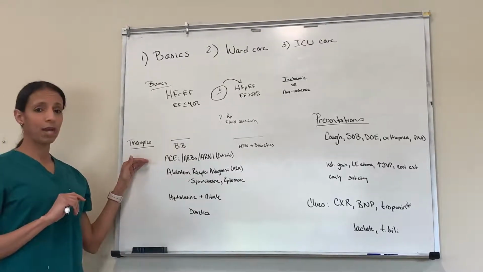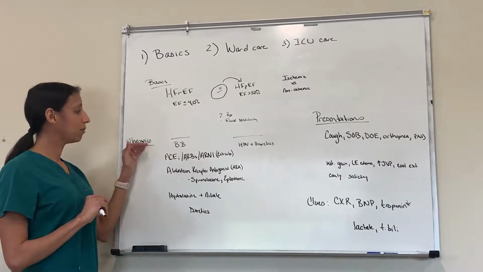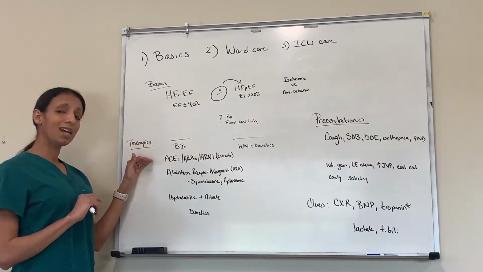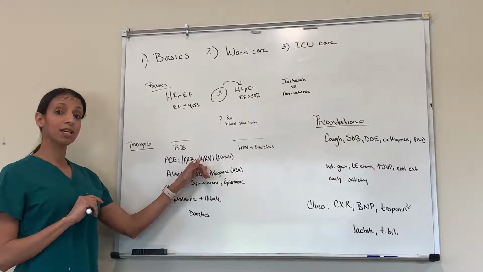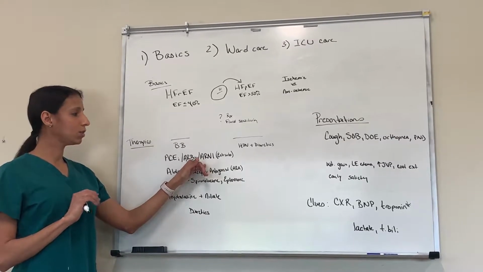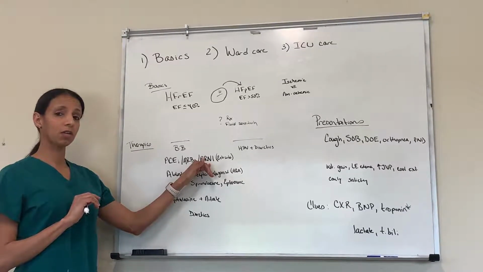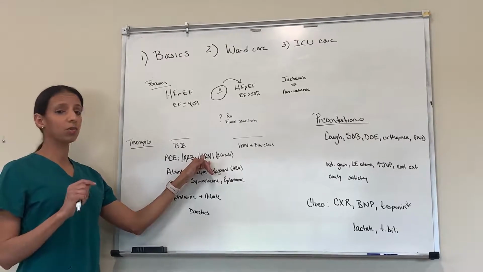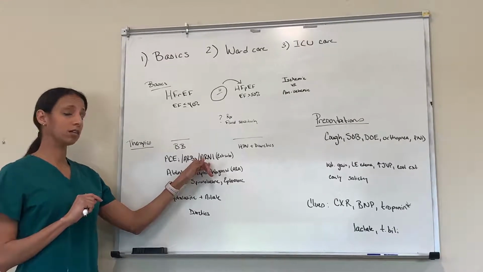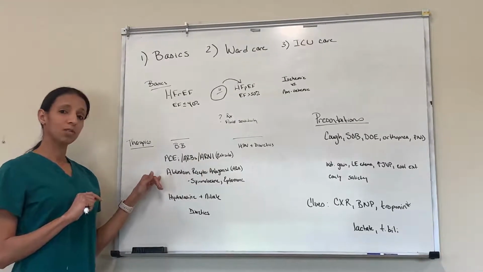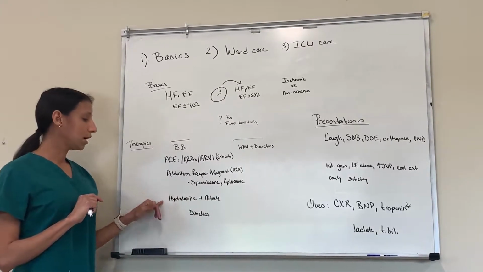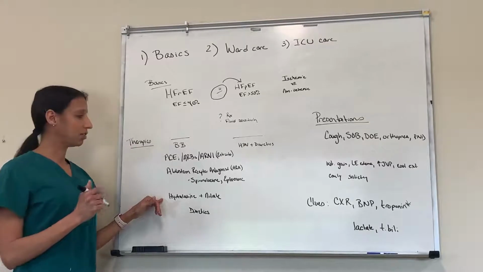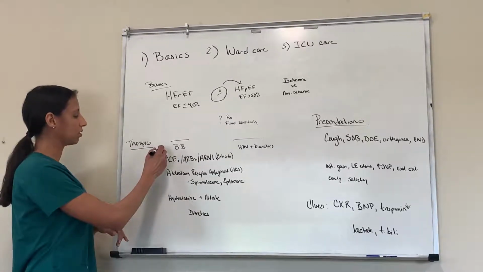For HFrEF patients, you can expect they're going to be on beta blockers, either an ACE inhibitor, an ARB, or a neprilysin inhibitor, which is relatively new to the market. There's only one, called Entresto. It's a combination of sacubitril, which is the neprilysin inhibitor, and valsartan. Then an aldosterone receptor antagonist, either spironolactone or eplerenone, and then hydralazine plus or minus a nitrate, or I should say a short-acting nitrate.